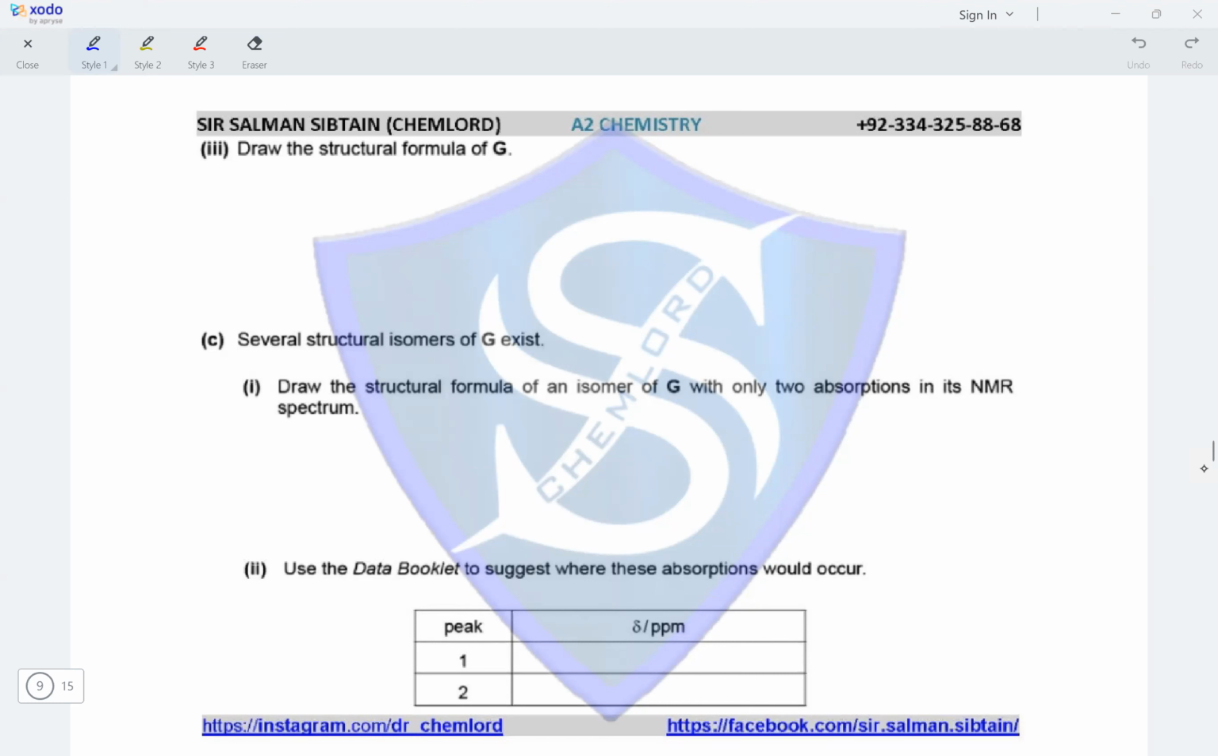Draw the structural formula of G. So the structural formula of G is CH3 present next to a CH2 group, present next to a C double bond O group, which is part of a carboxylic group. So CH3, CH2, C double bond O H. Several structural isomers of G exist. Draw the structural formula of an isomer of G with only two absorptions in its NMR spectrum.